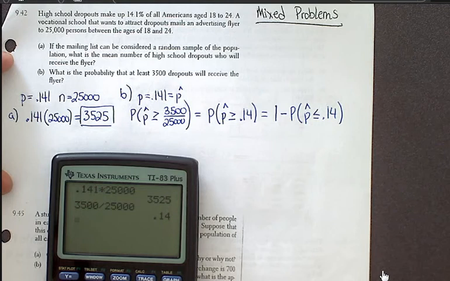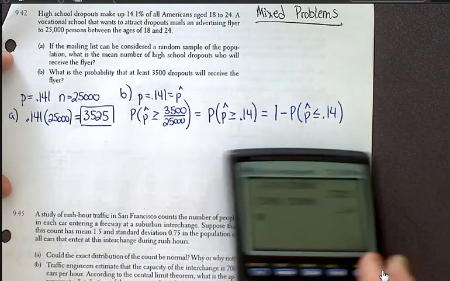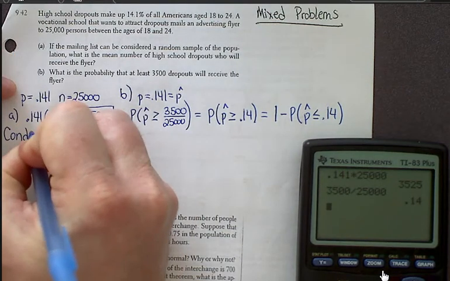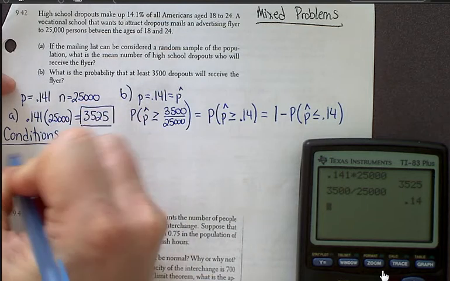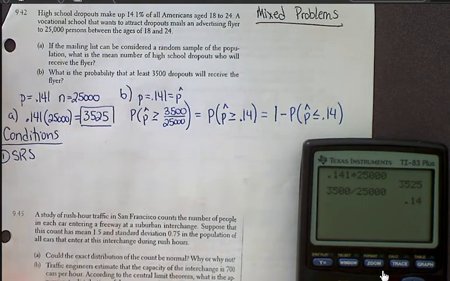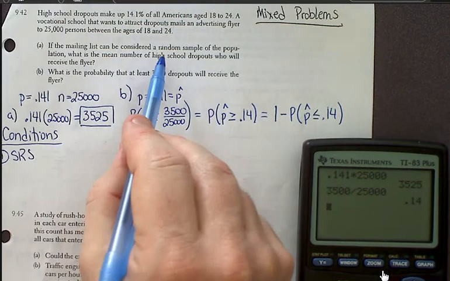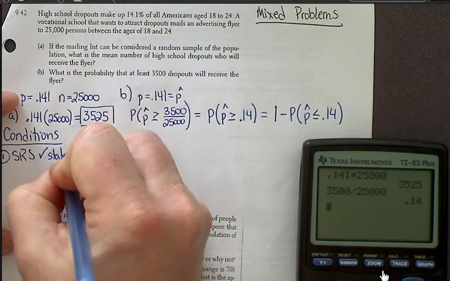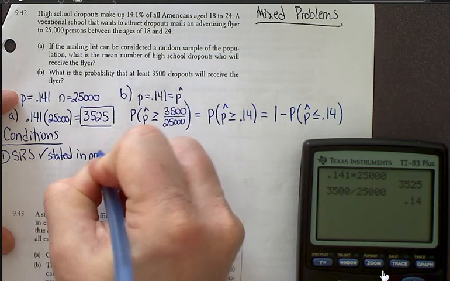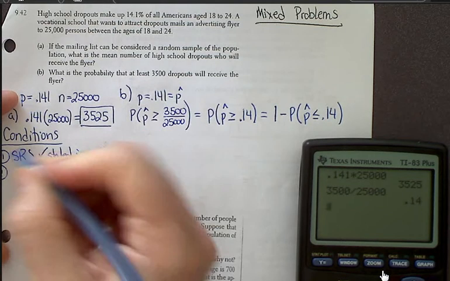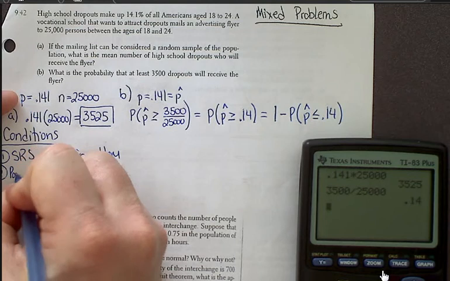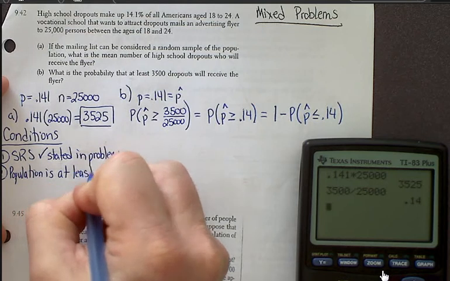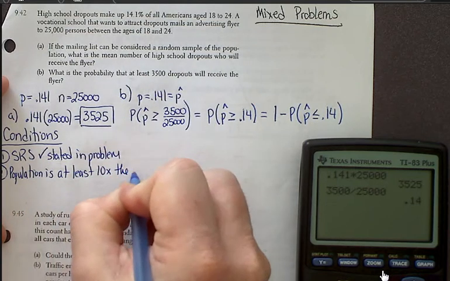Okay? Now, for us to be able to find an answer to a probability question with sample proportions, we have conditions that need to be met. And those conditions are: 1, SRS, and it states it in the problem. It says assume that this mailing list can be considered a random sample. So check, stated in problem. Number 2, that our population is at least 10 times the sample.